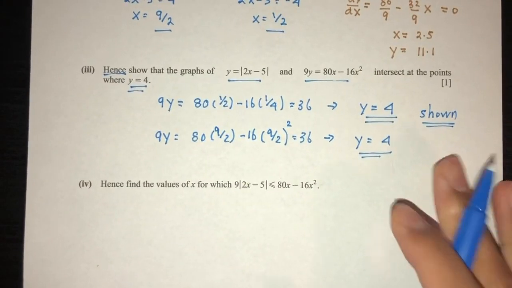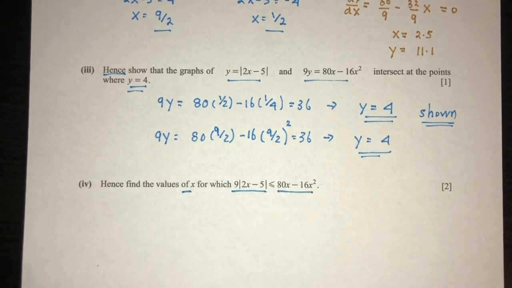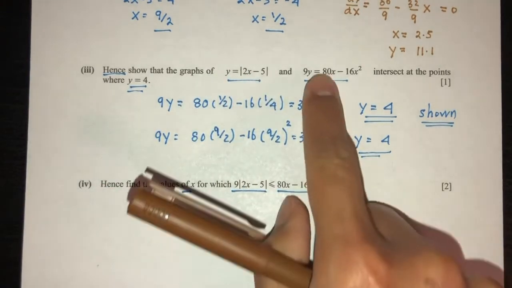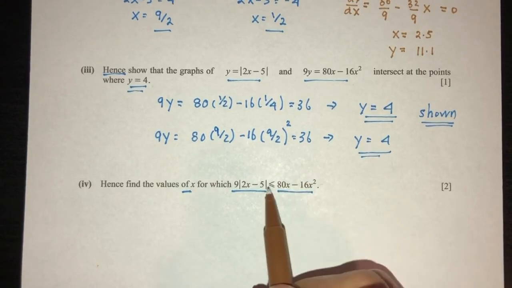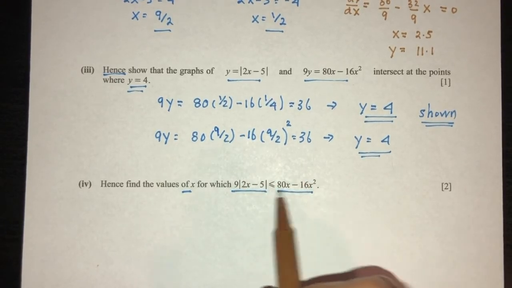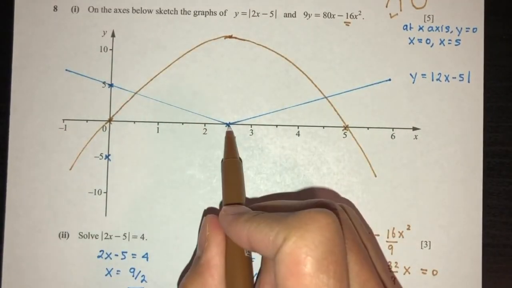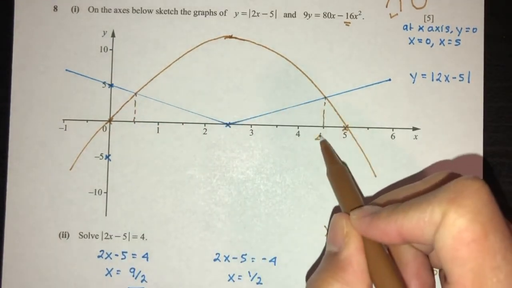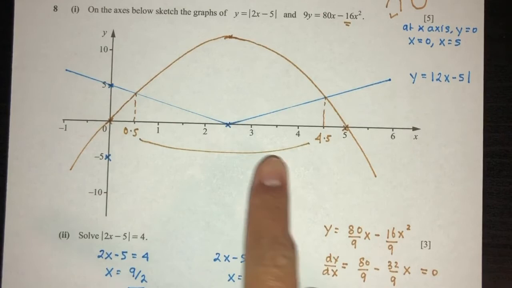Now for this part, find the values of x for which this is less than this. So pretty easy. This is just the both of them intersecting. If you observe, this y is this one, and this is the equation of the curve. So basically we are trying to find where they intersect, where the modulus is less than the curve. If you observe, where is that true? That is only true between those two points, where the modulus here is less than the curve. This is 4.5, this is 0.5. So between those two, it has to be less than the curve.